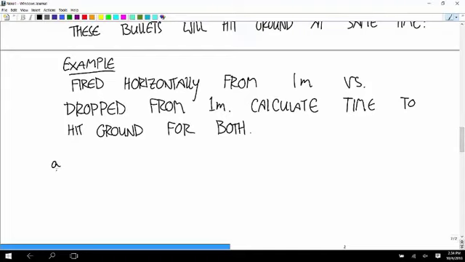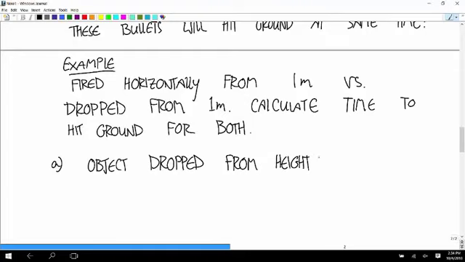Okay, so let's just do the dropped one first. This is a problem that we did in 1D kinematics. So let's just do this as a 1D kinematics problem.